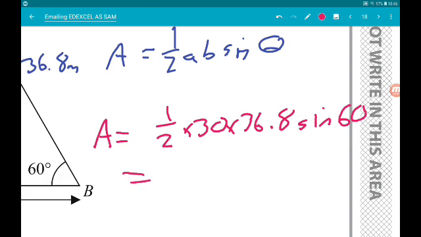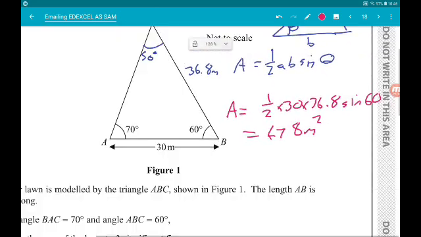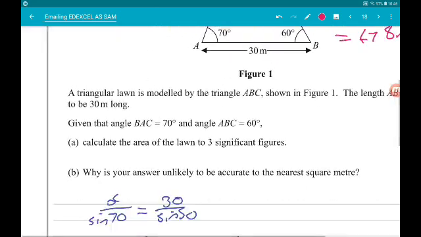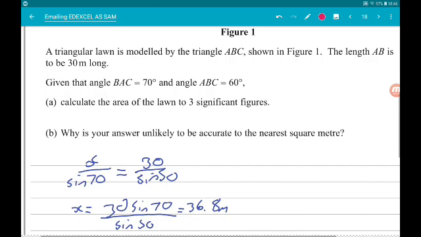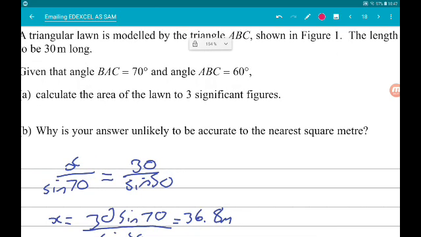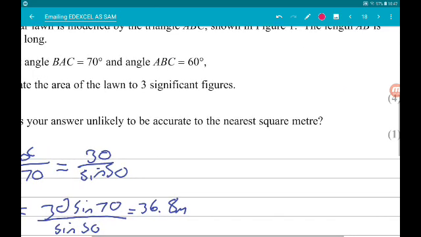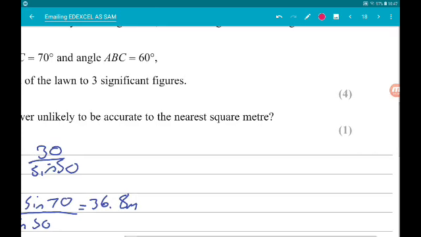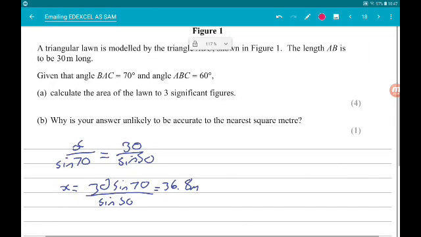Now that 236 gives us 478 meters squared. Cool. Okay, and part B asks, why is our answer unlikely to be accurate to the nearest square meter?